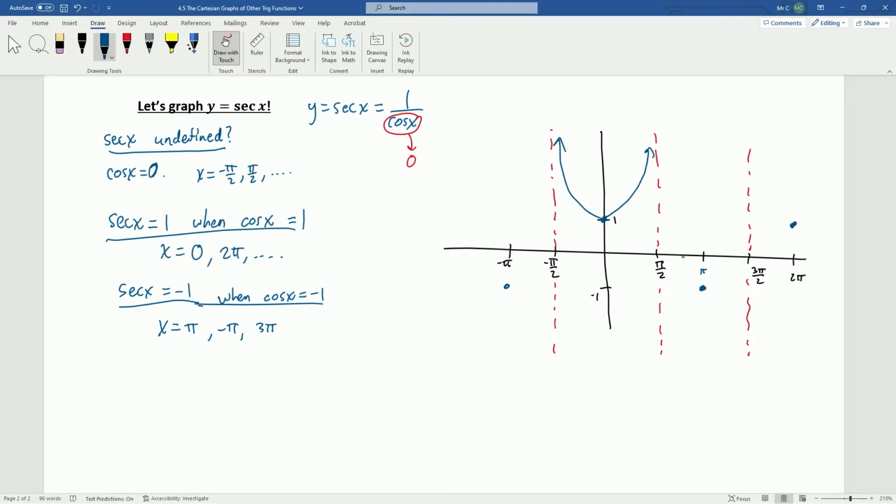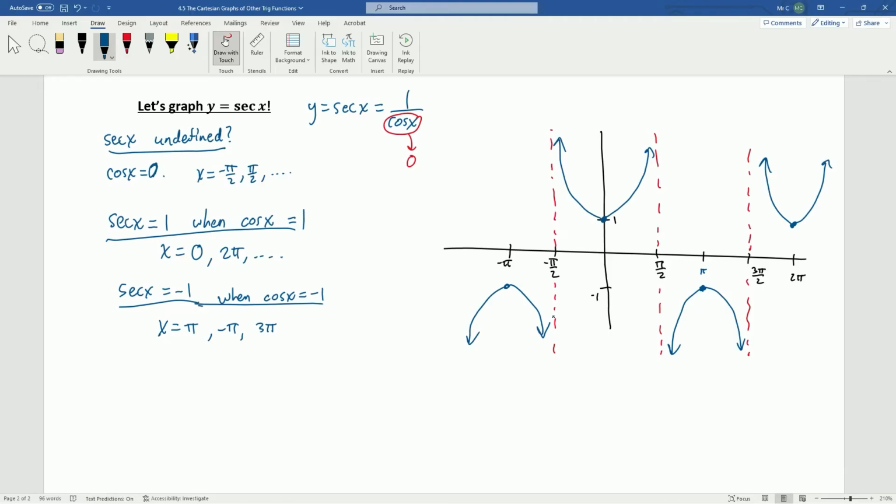And when I look in the second and third quadrant, between pi over 2 and pi and 3 pi over 2, cosine is negative in those quadrants, so my asymptotes will be going to negative infinity. And the period for this function is 2 pi, so this thing is just going to repeat its behavior like this every 2 pi. So that's the graph for secant.